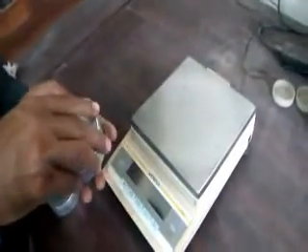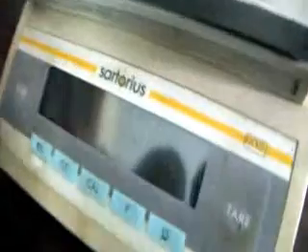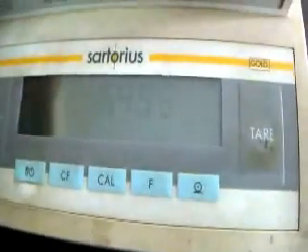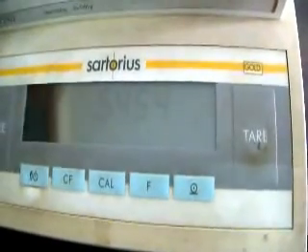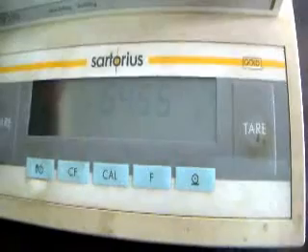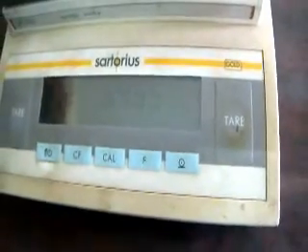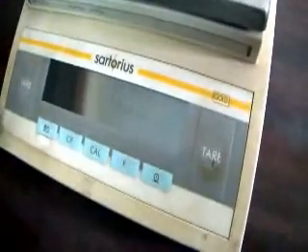So let us weigh. For 30 centimeter, it's 00 gram initially, and let us put this here. So it is 64.55 gram for 30 centimeter depth.